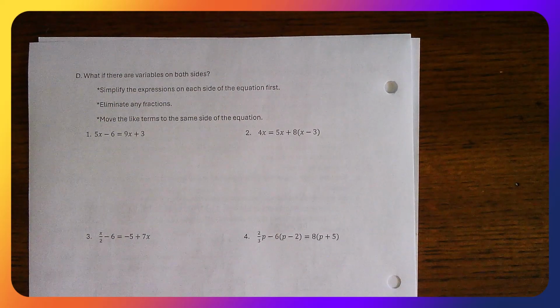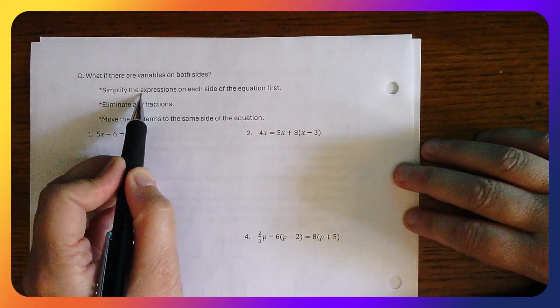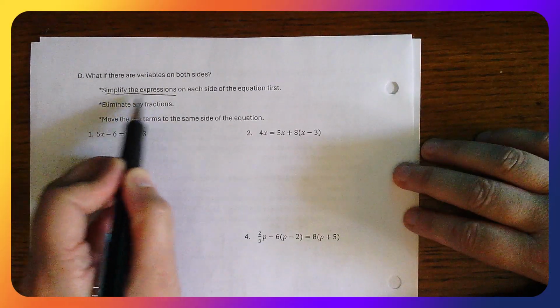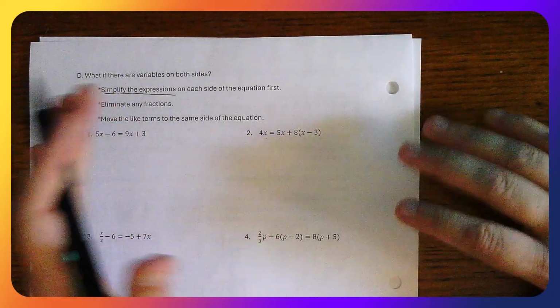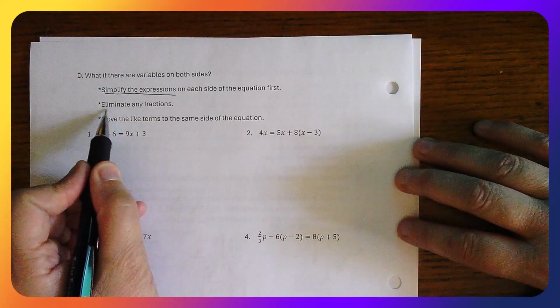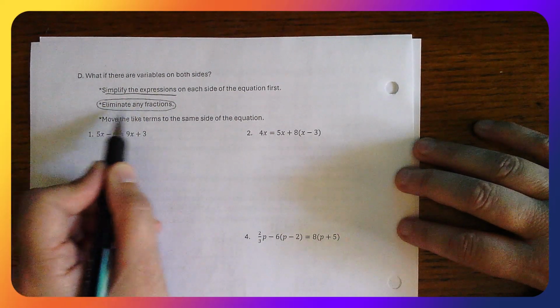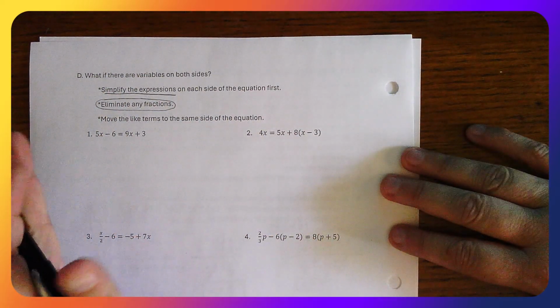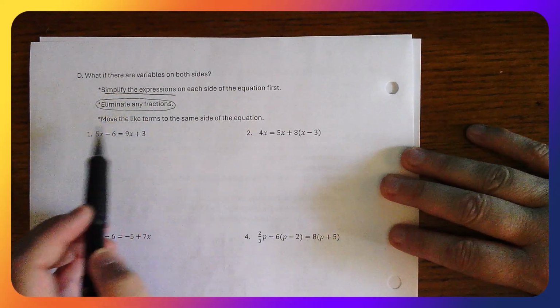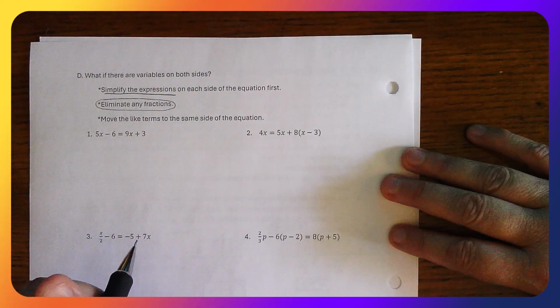Okay, so what if there are variables on both sides of the equal sign? What you want to do first is, remember we learned about simplifying expressions? Well, you want to simplify the expression on each side before you begin to get rid of things. And then this is optional, but it's going to be helpful to know later on. So I'm going to teach you how to eliminate any fractions. And then once you've got the equation as simplified as you can, each side, and no fractions, then you're going to start moving like terms to the same side of the equation.